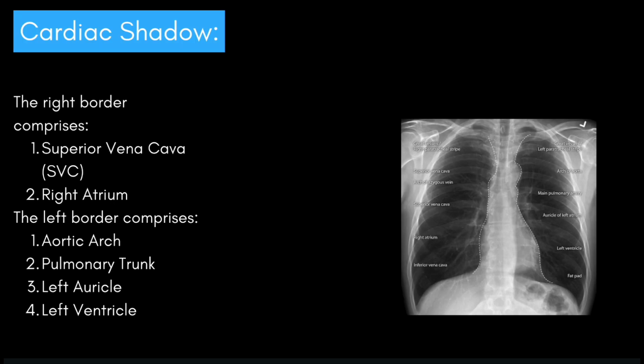So I'd like to open up talking about the cardiac shadow. The right border comprises the superior vena cava and the right atrium, while the left border is comprised of the aortic arch, pulmonary trunk, left auricle, and left ventricle. And I've provided a picture to the right so you guys can visualize this a little better.